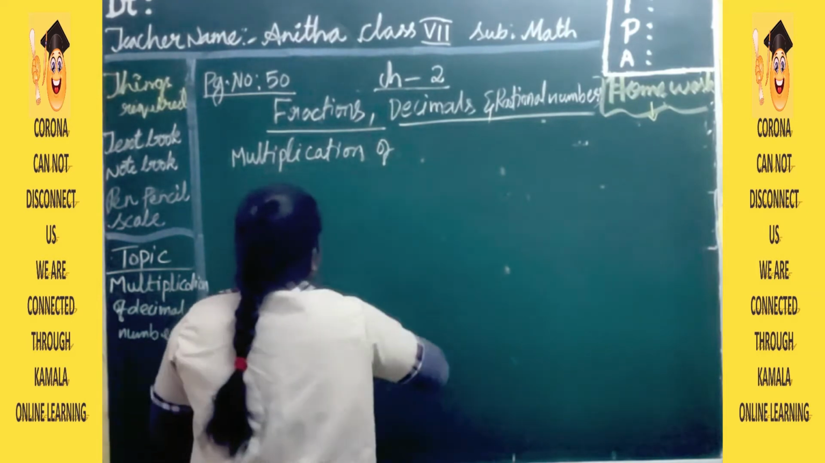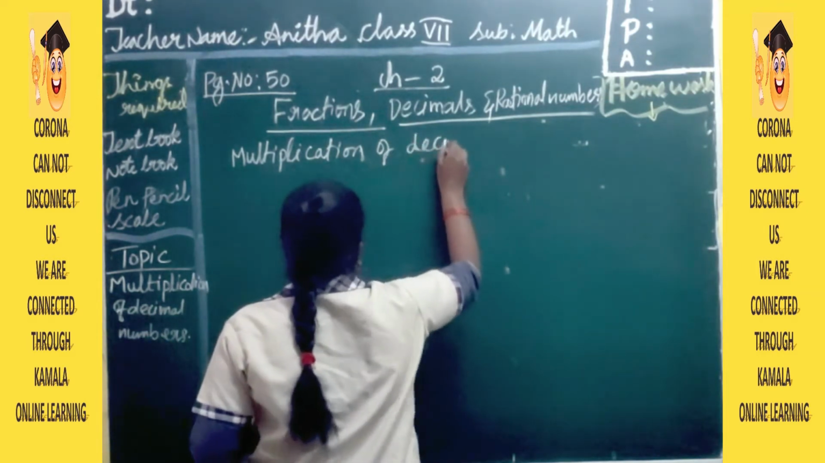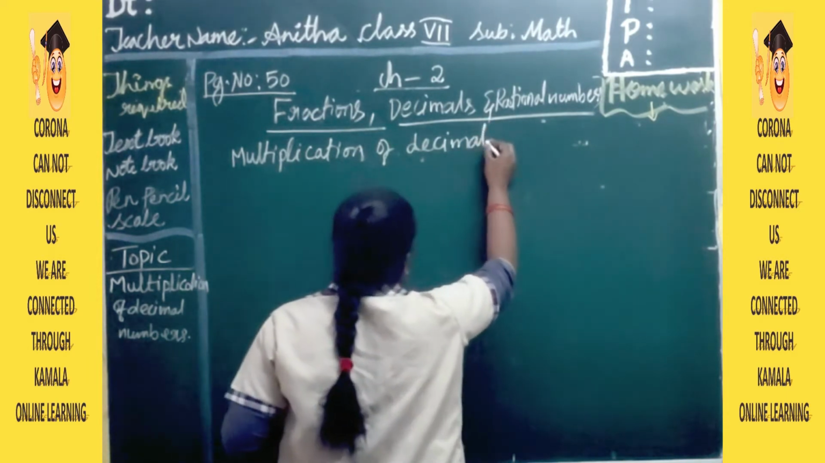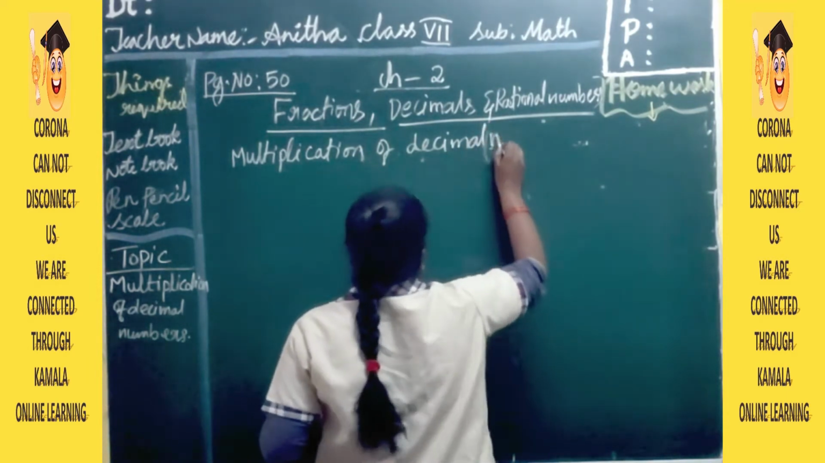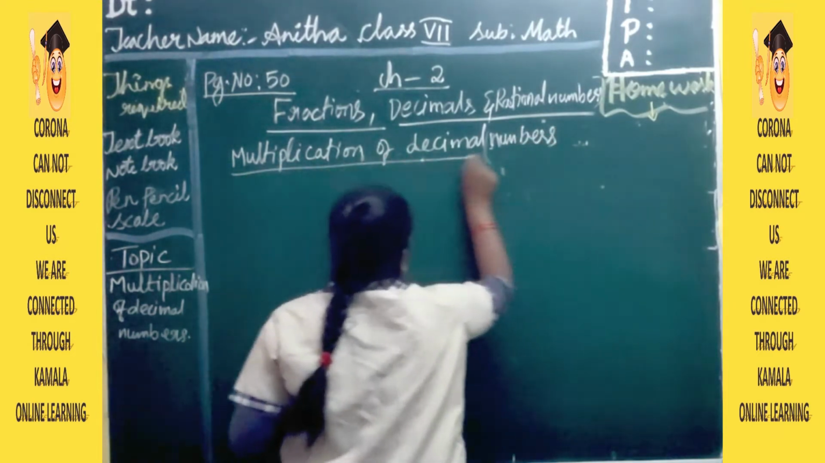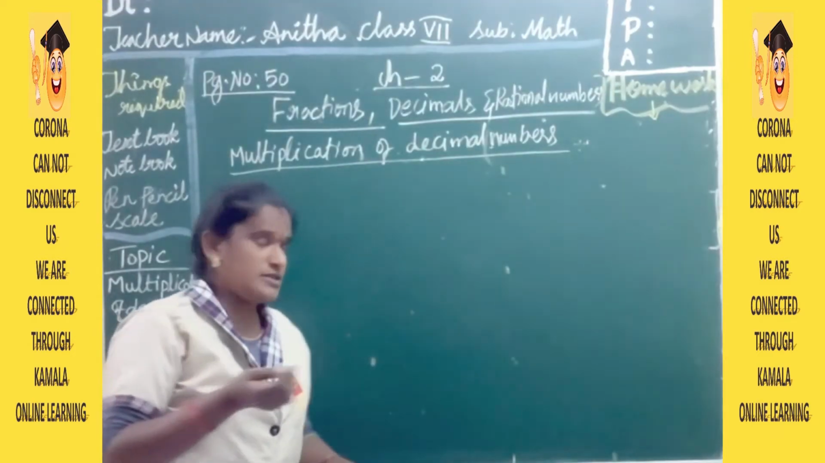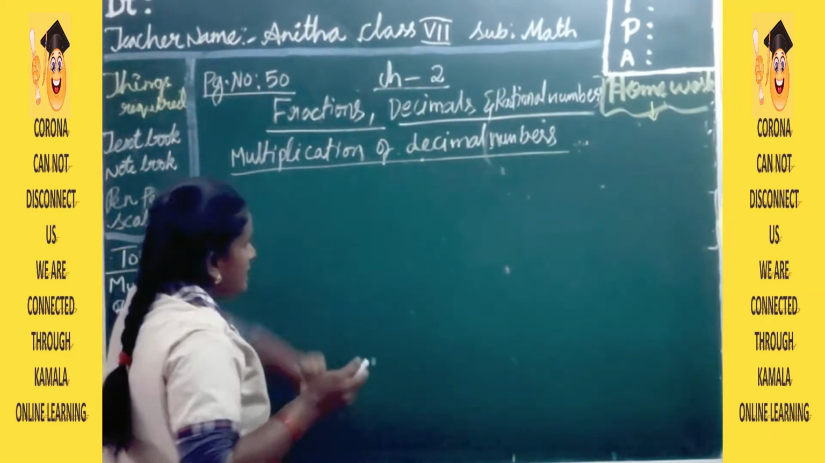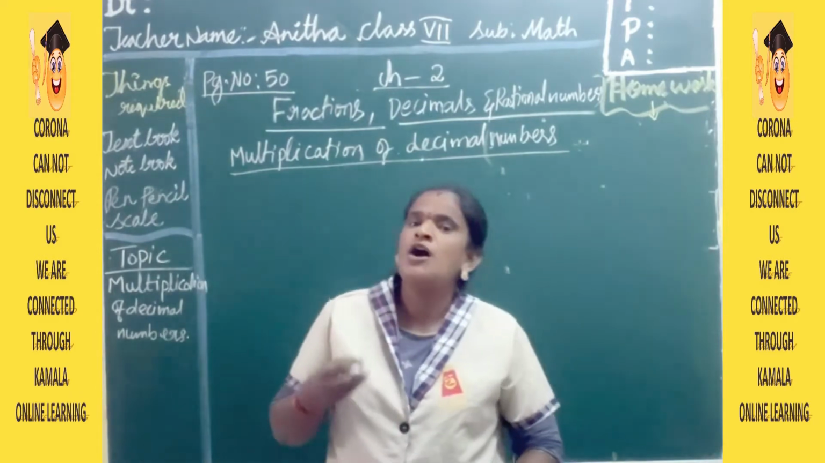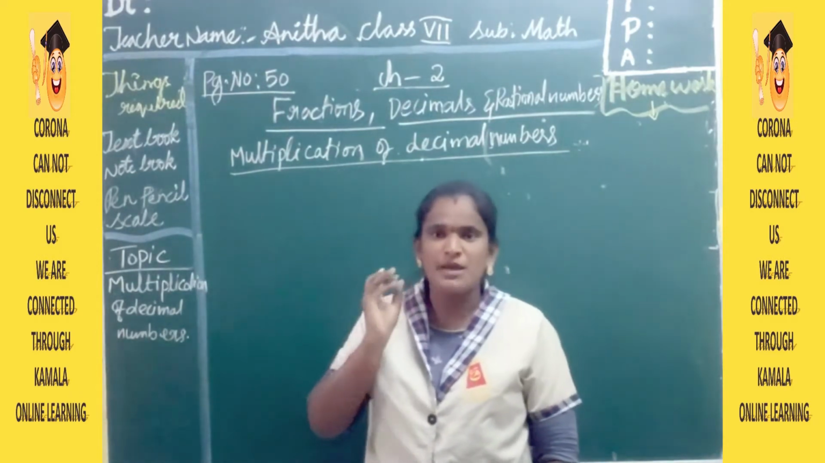Multiplication of decimal numbers. It is very easy children, already we learned in 5th class, 6th class. Yes or not? Yes, we learned. But in this class, we apply some more methods. So what is the meaning of multiplication of decimal numbers? How to multiply decimal numbers?